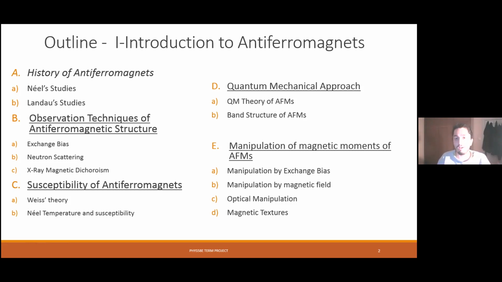In this section, I will have just a few words about the quantum mechanical approach, only to explain why antiferromagnets are so exotic and hard to understand even from the quantum mechanical point of view. And before passing to the spintronics of antiferromagnetic materials, we need to learn how to manipulate the magnetic moments of the antiferromagnets by exchange fields, by magnetic fields, and by optical manipulation. At the end of the subsection, I'll show a few pictures about magnetic textures occurring on the surface of the antiferromagnets.